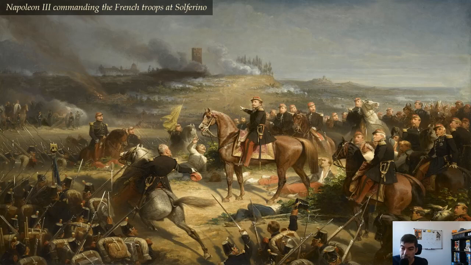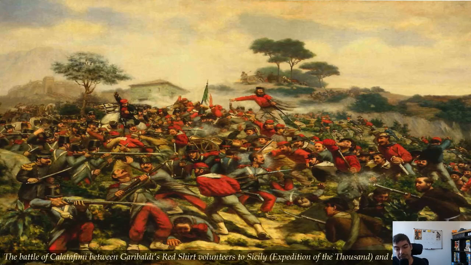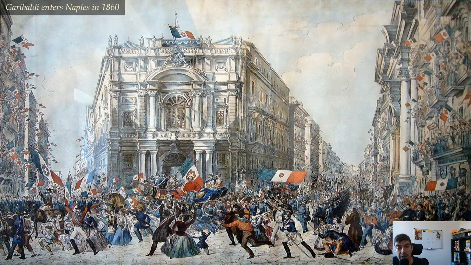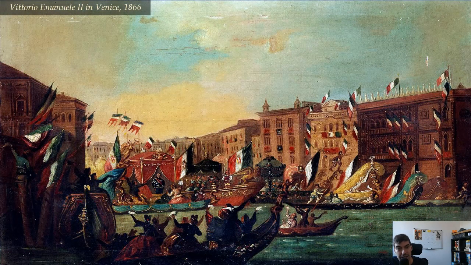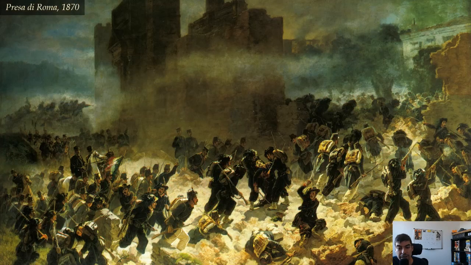Here we have Napoleon III riding the horse, commanding the French troops at Solferino. Here the Battle of Calatafimi, between Garibaldi's red shirts, las camisas rojas de Garibaldi. This was the name of the 1,000 volunteers of Garibaldi that went to conquer the Kingdom of the Two Sicilies. Here is Garibaldi entering Naples, and the people are acclaiming him, all carrying Italian kingdom flags. Vittorio Emanuele II entering Venice in 1866, and finally the Italian troops sacking Rome in 1870.